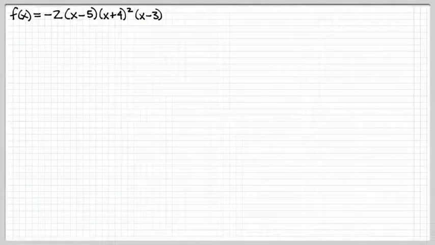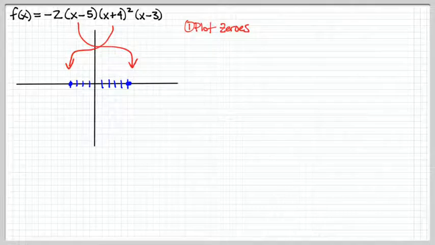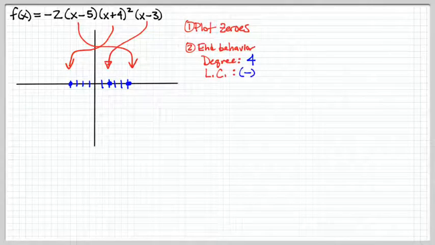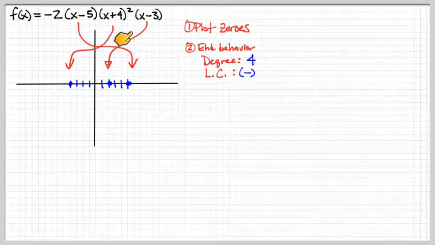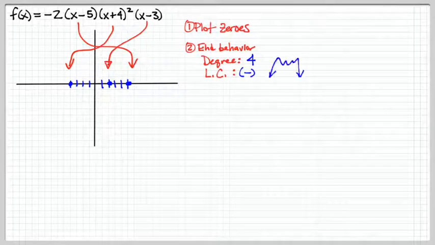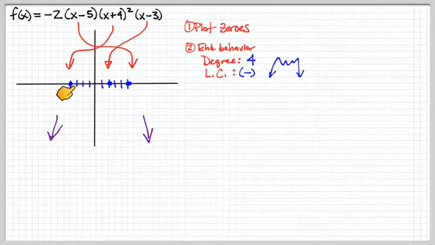So here's another example of a polynomial. Let's plot out the zeros. We have one at 5, one at -4, and another one at 3. Let's look at the end behavior now. In this case, we add up the exponents. 1 plus 2 plus 1 is 4. The degree is 4. We have a negative leading coefficient, so we mark it negative. And we know based on this that the behavior is going to look like this, down, down. So we'll sketch that into the graph. We'll put the end behavior here on either side of the zeros.